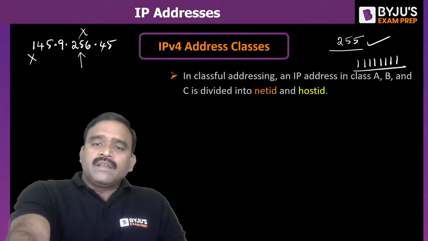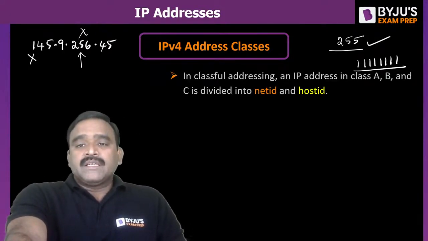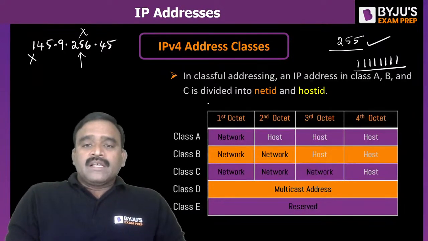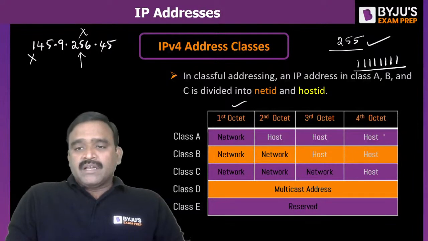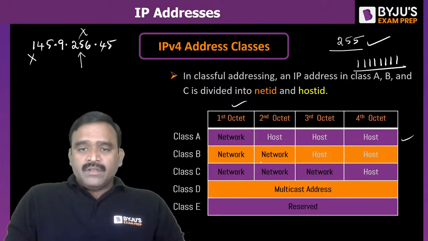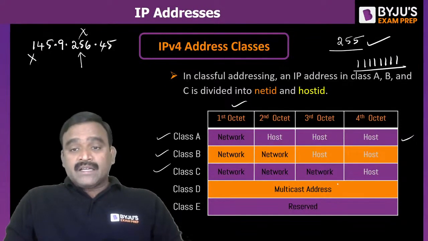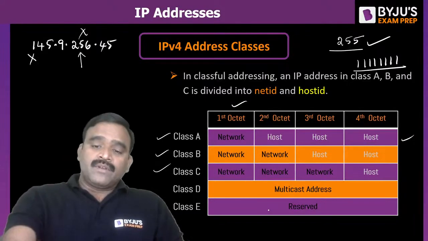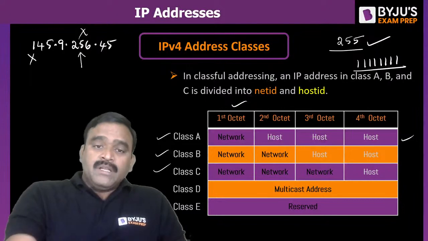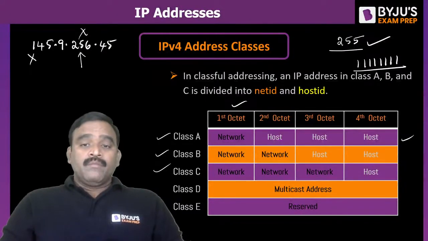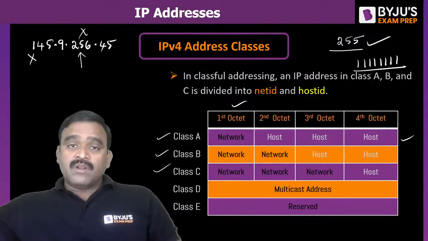Now, coming to classful addressing, an IP address in class A, B and C is divided into net ID and host ID like this. Class A: first octet net ID, remaining 3 octets host ID. Class B: first 2 octets net ID, remaining 2 octets host ID. Class C: first 3 octets net ID, 1 octet host ID. Class D is for multicasting and class E is reserved. That means class A networks are very big in size, while the number of networks is smaller, because 24 bits are used for the host, meaning the number of hosts is more.